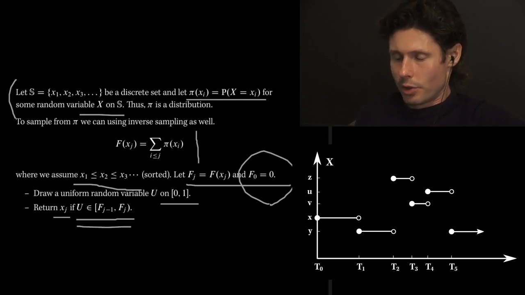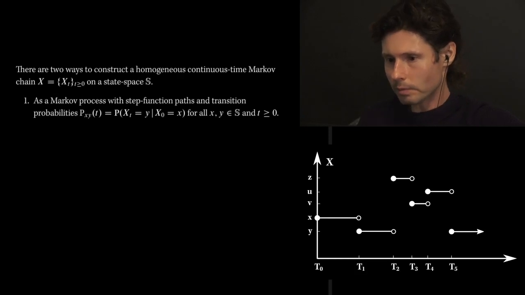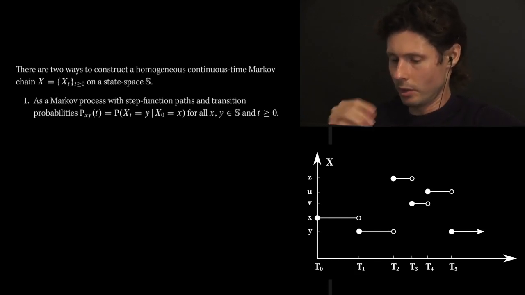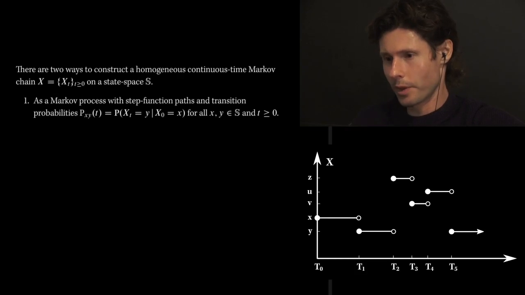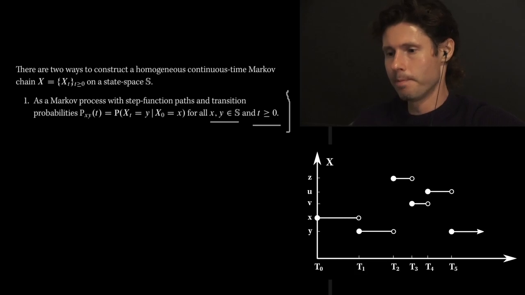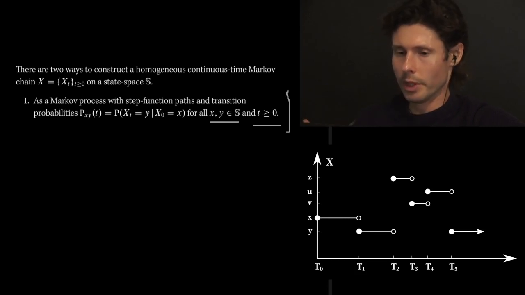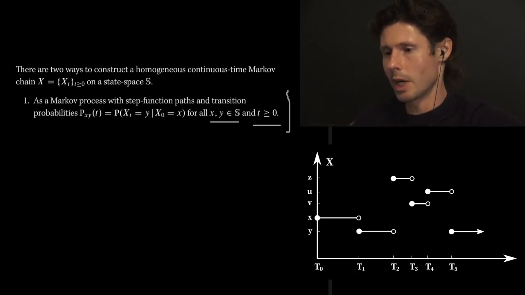And so these are the two basic applications of inversion sampling that you need for CTMC simulation. I'm going to quickly go over how we do this. There are two ways to construct a homogeneous continuous time Markov chain. One of them, as we know, is through these transition probabilities, which are specified for every single state and every single time. So you're given a transition probability from state x to state y in some time t.